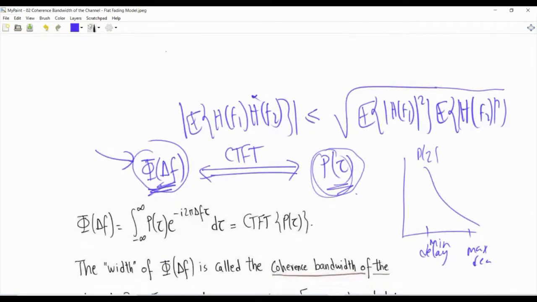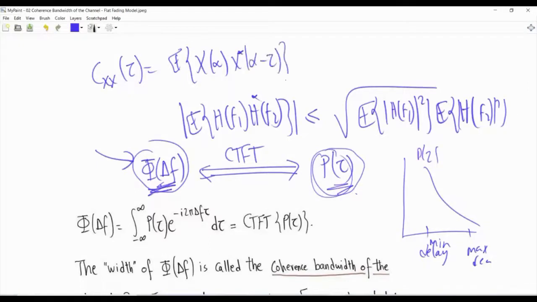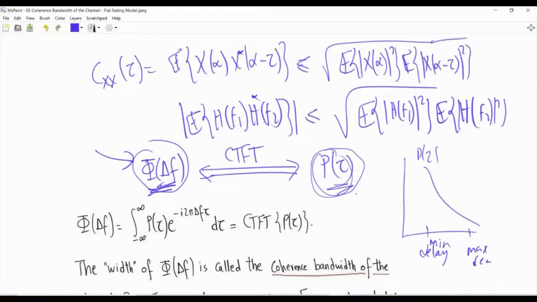So let me write it in terms of conventional random processes. If you have a random process, let's say x of alpha, the correlation function c_xx of tau is the expectation of x of alpha times x conjugate of alpha minus tau. For a stationary process, this is upper bounded, again by the Cauchy-Schwarz inequality, by the expectation of x of alpha squared times the expectation of x of alpha minus tau squared. Tau is the shift, and if the process is stationary, these two expectations are the same. So what is this thing here? It is c_x of 0.